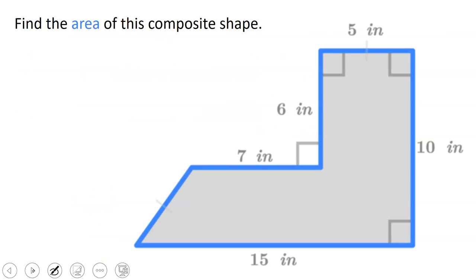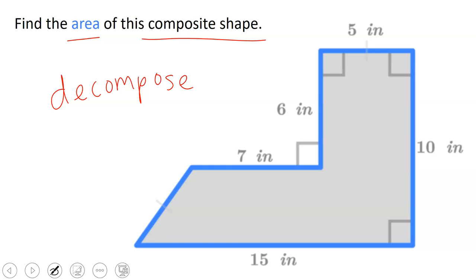So we're going to go ahead and find the area of this composite shape. And to do that, we're going to decompose this shape into triangles and rectangles. So I'm going to go ahead and put a division line here and a division line here to split this up into rectangles and triangles. And then we're going to find the area of this rectangle first. So I'm going to record the formula for the area of a rectangle, length times width, and then I'm going to go ahead and use substitution to solve for the area of this rectangle.